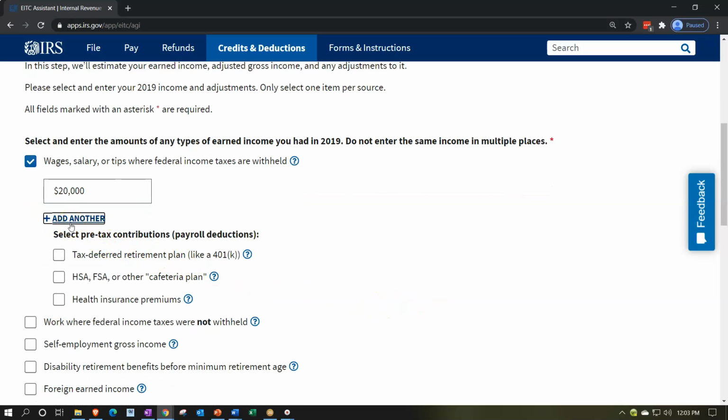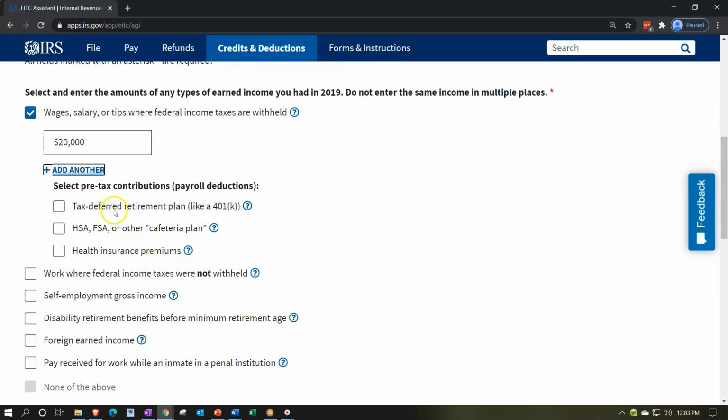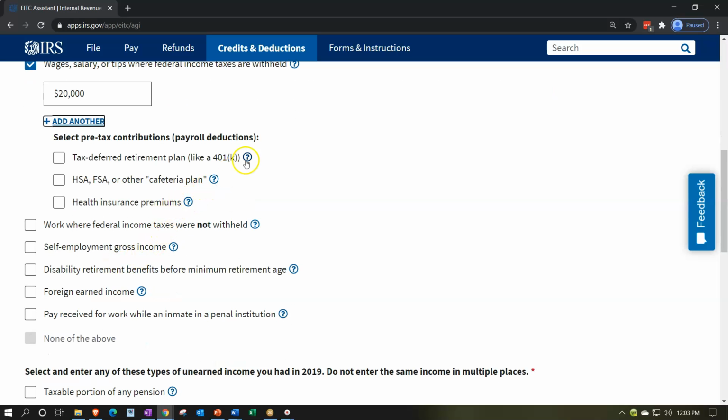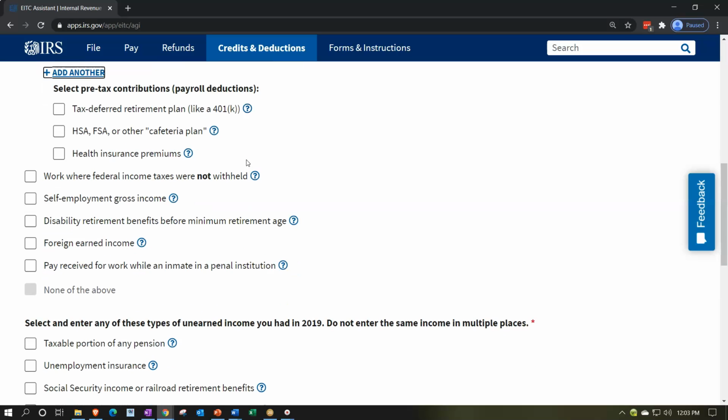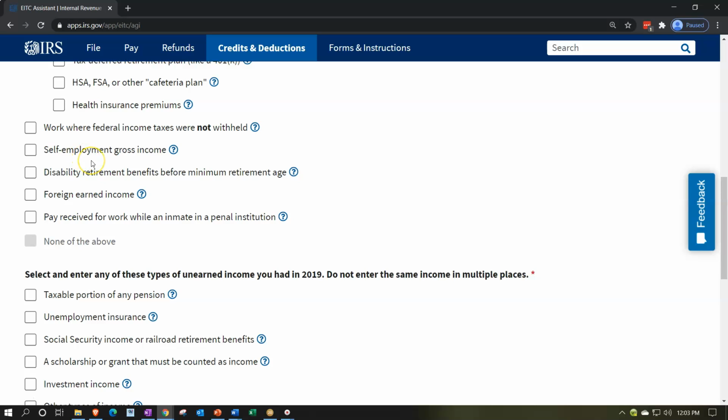And then we can add another source if we have one. Select pre-tax contributions, payroll. So 401k, I'm going to say no right now. HSA, a health savings account, I'm going to say no, or cafeteria plan, and then a health insurance premium. You can look at the questionnaires for this, but these will be marked off on your W-2 if you have a W-2. I'm going to keep that at no at this point. Work where federal income taxes were not withheld, I'm not going to pick that. Self-employed gross income, that would be a Schedule C type of income if you have that, possibly instead of or in addition to the W-2 income.